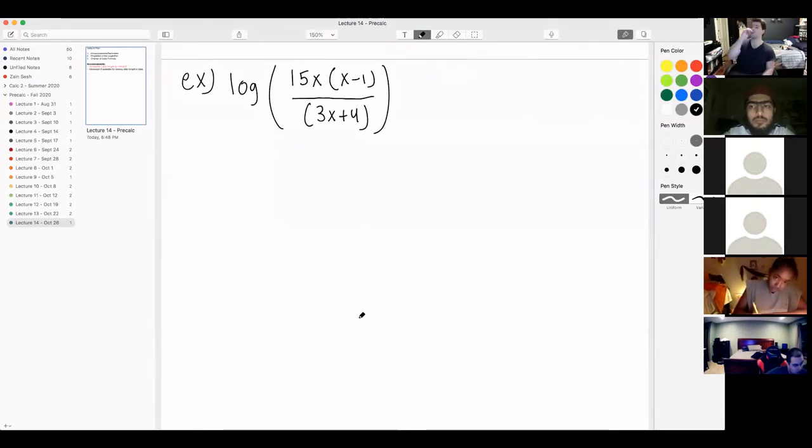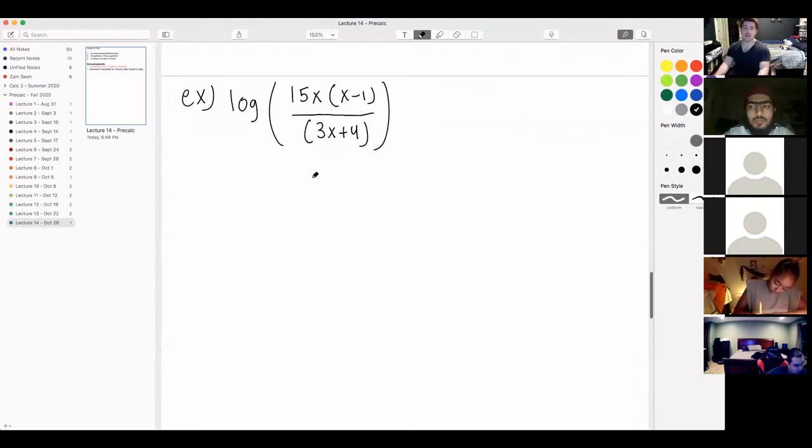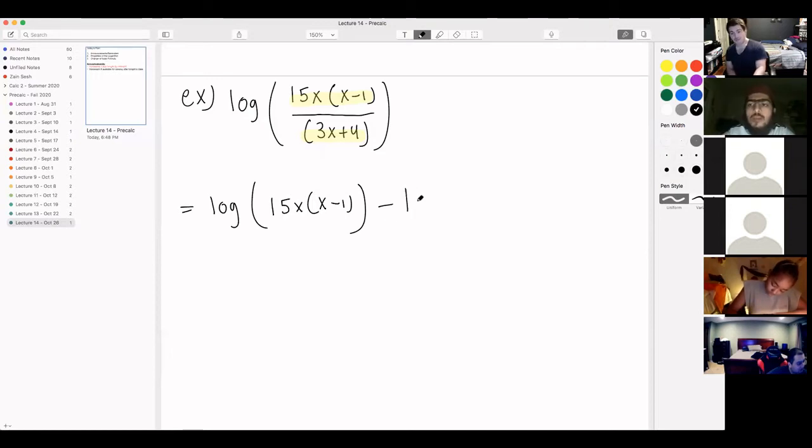Okay, so the first thing you do is you just have to realize this as a quotient, a fraction, something divided by something. So the numerator is, of course, 15x times x minus 1, and the denominator is 3x plus 4. Split it up like that first, using the quotient rule. So it will be log of the numerator, so just log of 15x multiplied by x minus 1, minus log of the denominator, okay? And the denominator is 3x plus 4.